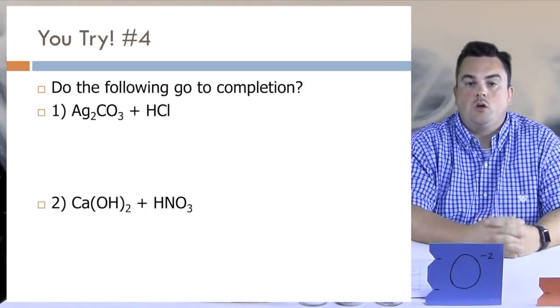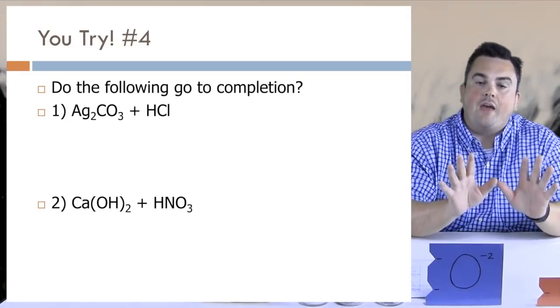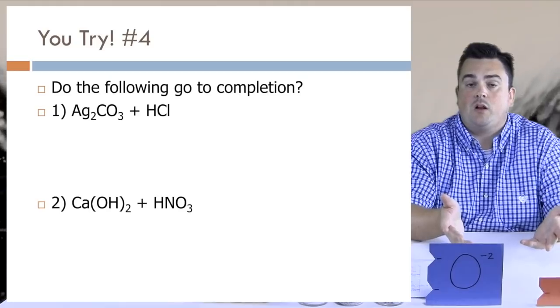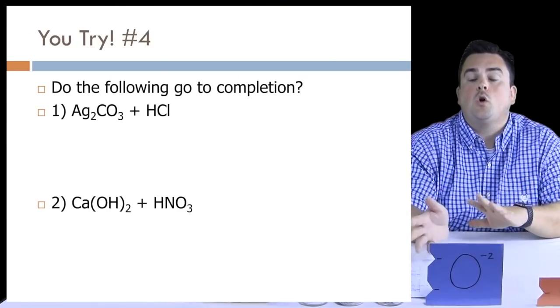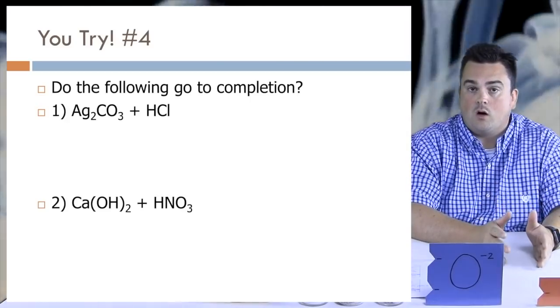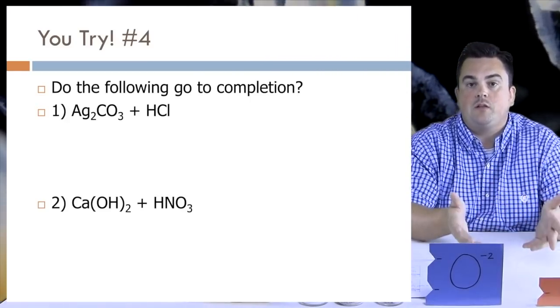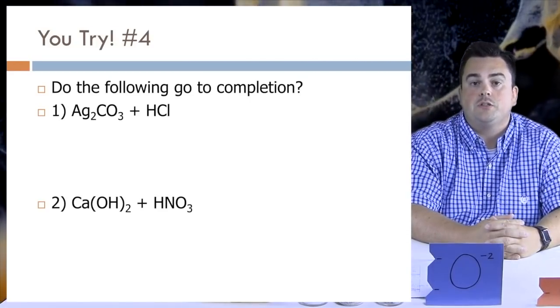You try number 4. Do the following go to completion? Now guys, don't fret too much here. You've actually already done both of these equations as far as predicting the products is concerned. So please, before you go crazy, go back to page 64, and from that example, copy down the products with the balanced equation, and then you can look those up to see if the reactions go to completion.